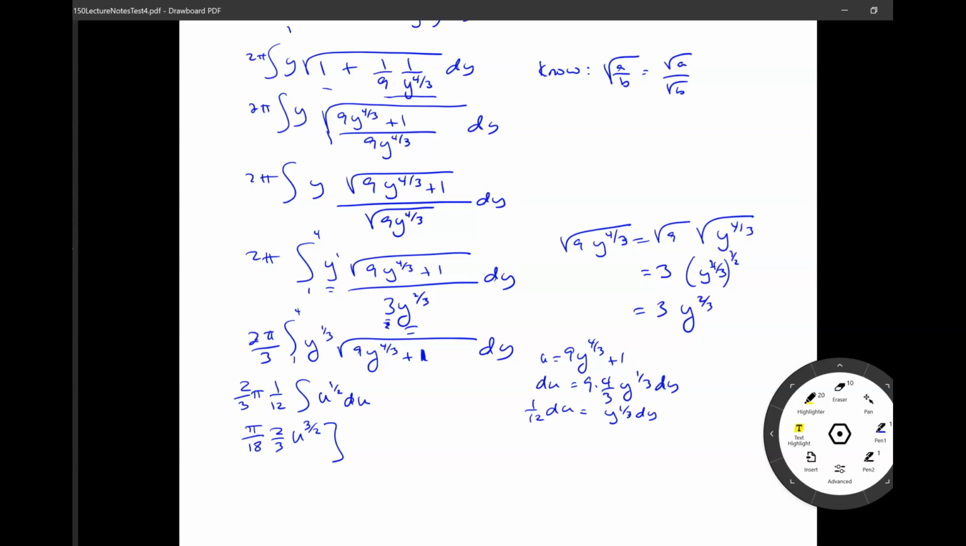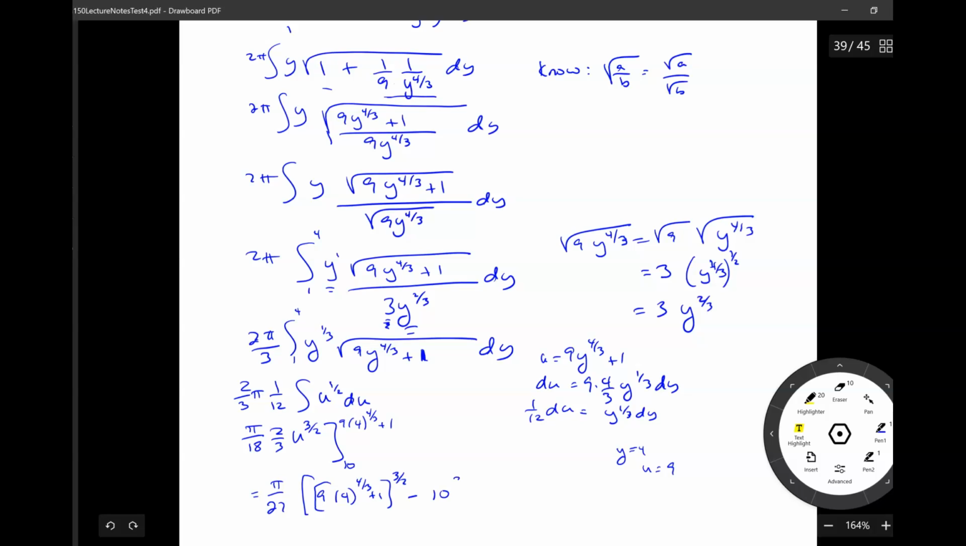So if I put 1 in here, I get 10. So let me write down. So if I have y equal 4 and I'm putting it into here, yeah, this is going to be an ugly number. Okay, so 9 times 4 to the 4/3 plus 1. All right. So from here, I get pi over 27. So I'll have 9 times 4 to the 4/3 plus 1, all to the 3/2 power, minus 10 to the 3/2 power. And that is the surface area.